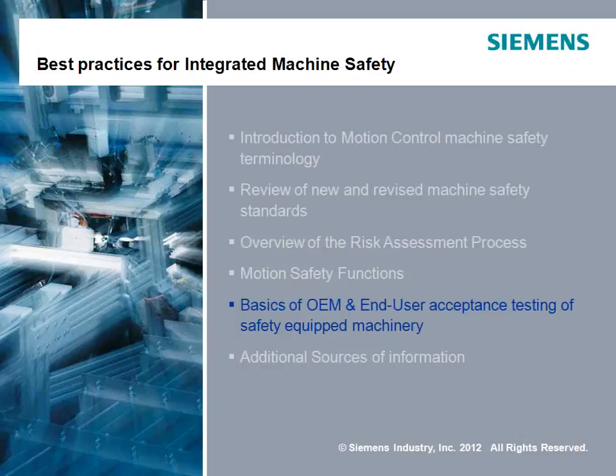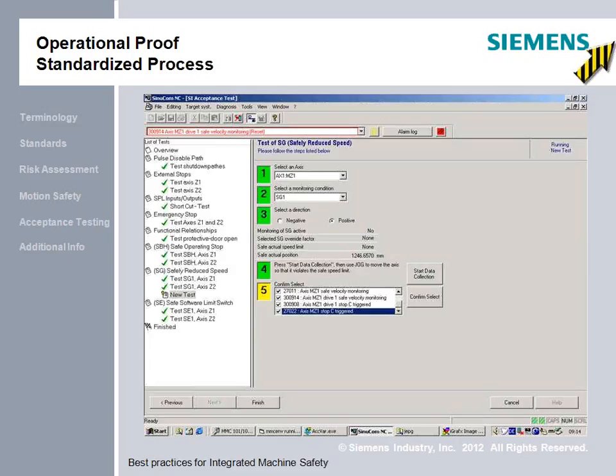So let's take a brief, very quick look at some end-user acceptance testing. Typically, the standards and regulations indicate that the safety system must be implemented per manufacturer's instruction, and also says that the system must be tested and documented. Many end users, many machine tool builders also have this requirement.